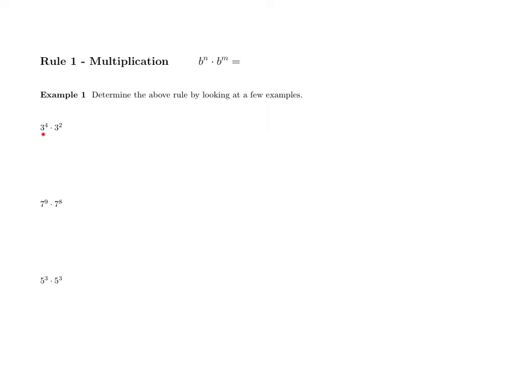It's true that 3 to the 4th is 81 and 3 squared is 9, but I'm going to take a different approach here. I'm going to write out 3 to the 4th using exponents. This means write 3 in a row 4 times. 3 squared means write 3 twice. So 3 to the 4th times 3 squared is really 3 times 3 times 3 times 3. That's 3 to the 4th. And then 3 squared is times 3 times 3.